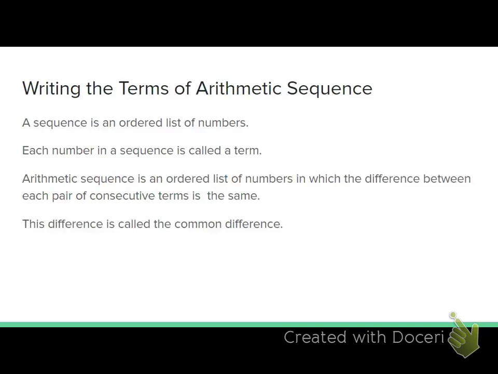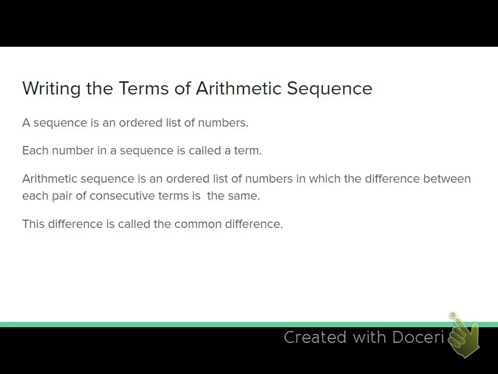If we are writing the terms of arithmetic sequences, we need to know that a sequence is an ordered list of numbers. It has to go in a specific order. Each number in a sequence is called a term. An arithmetic sequence is an ordered list of numbers in which the difference between each pair of consecutive terms is the same. The difference is called the common difference.